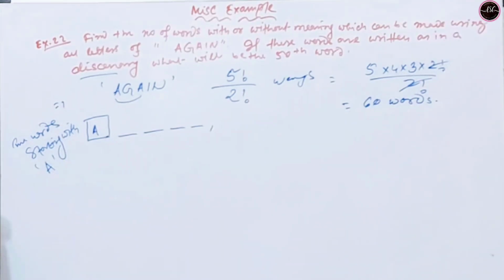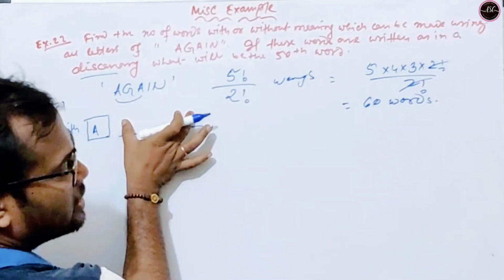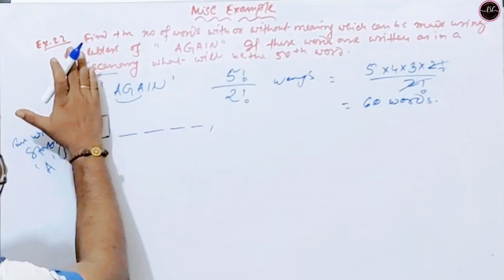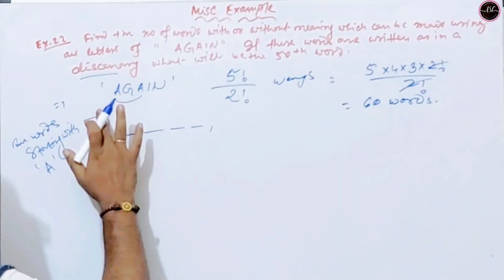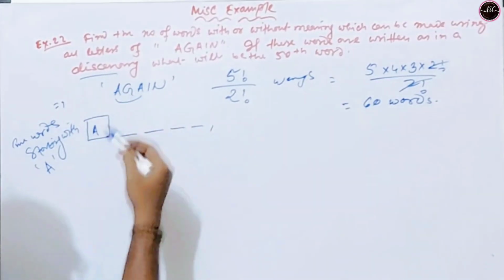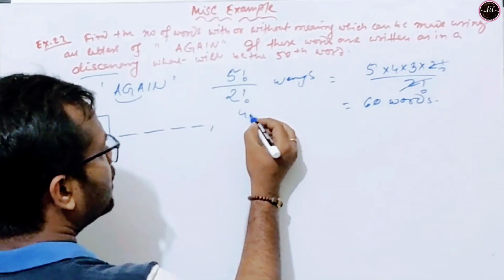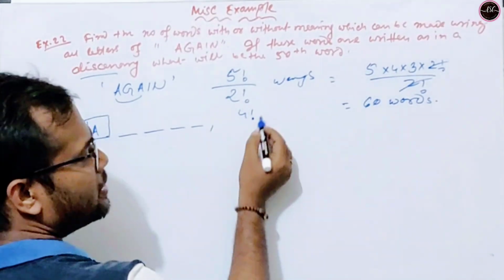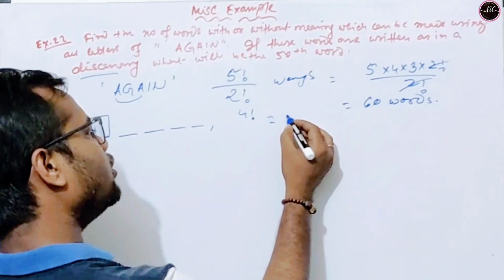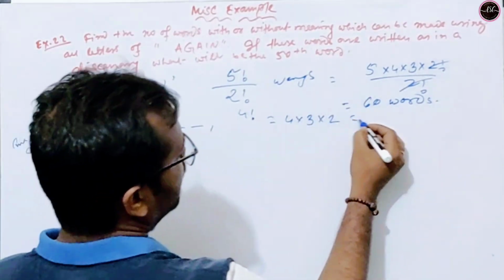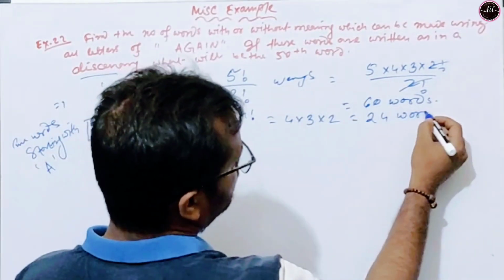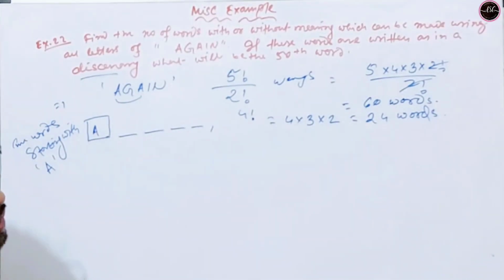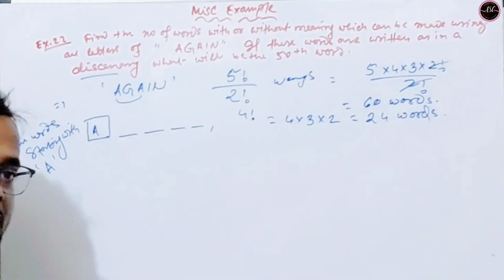Okay, here we have just 4 words. If we remove this A, then there are only 4 letters. So these 4 letters can be arranged in 4 factorial ways. So there is 4 into 3 into 2, that means 24 words. Okay, so a total of 24 words can be arranged which start with A.